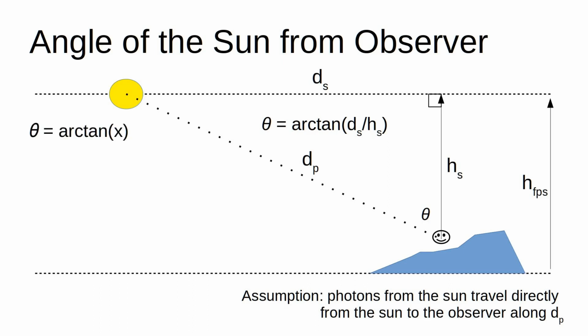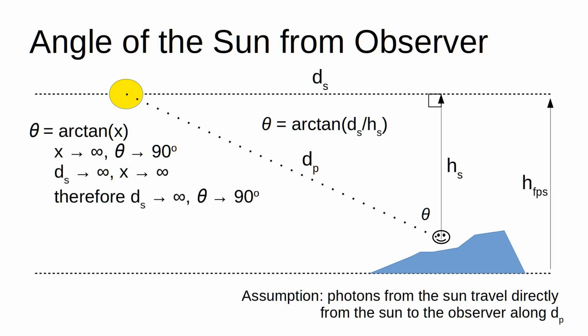If we examine the arctangent function, we know that as x approaches infinity, theta approaches 90 degrees. We can see from our formula that, since hs is fixed, as ds approaches infinity, then xs also approaches infinity, and thus, as ds approaches infinity, theta approaches 90 degrees. But what about the values of theta when ds is less than infinity?